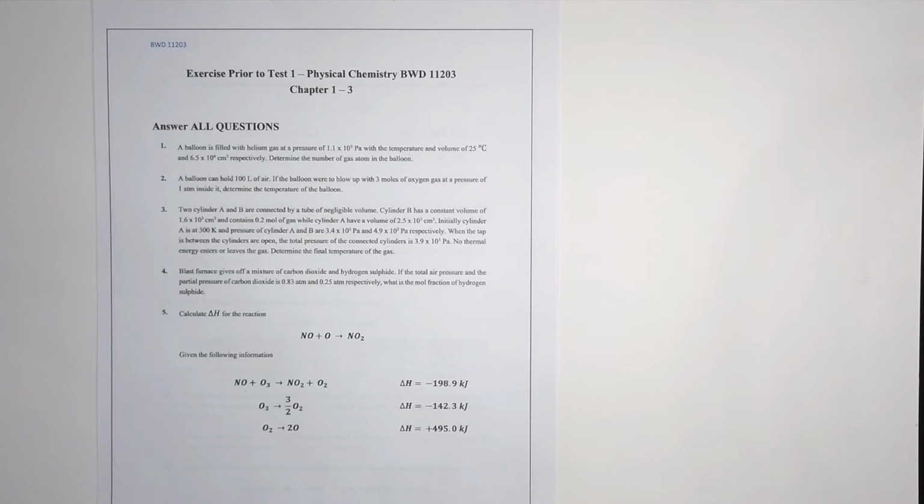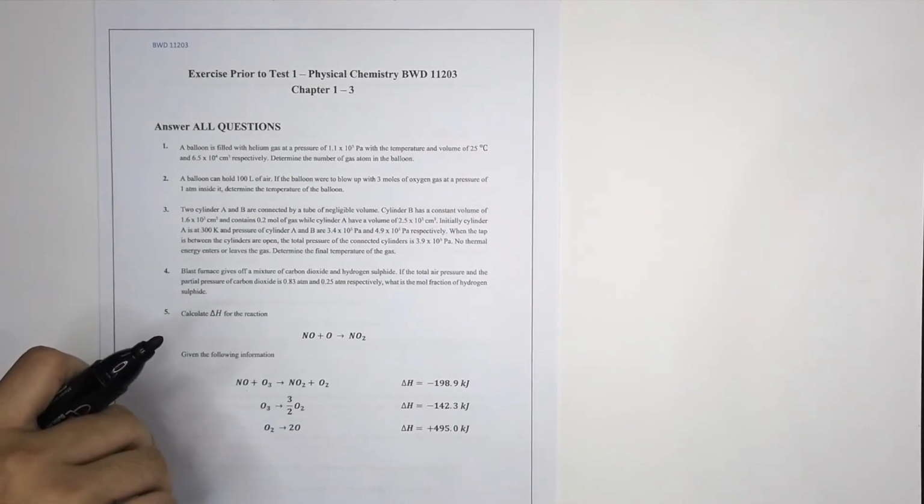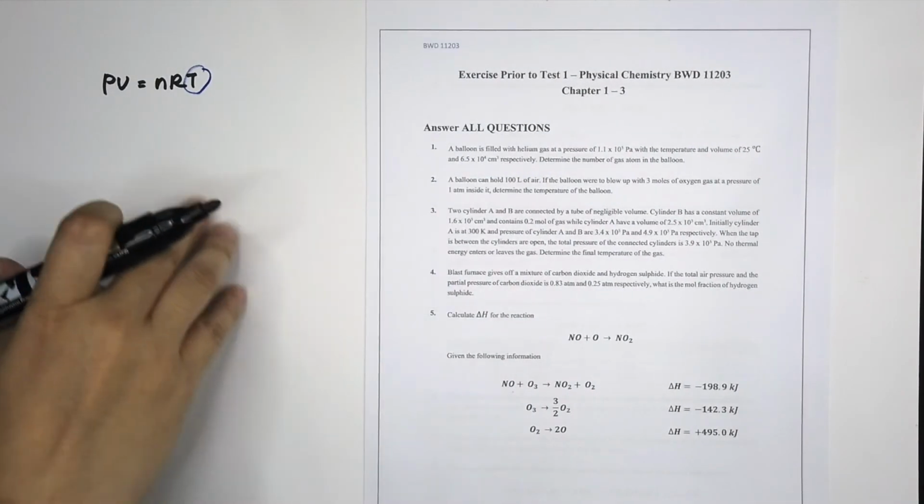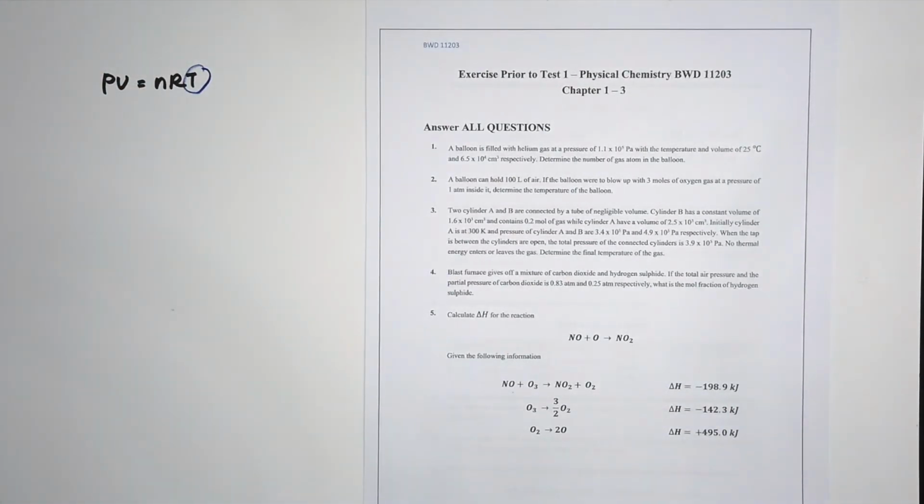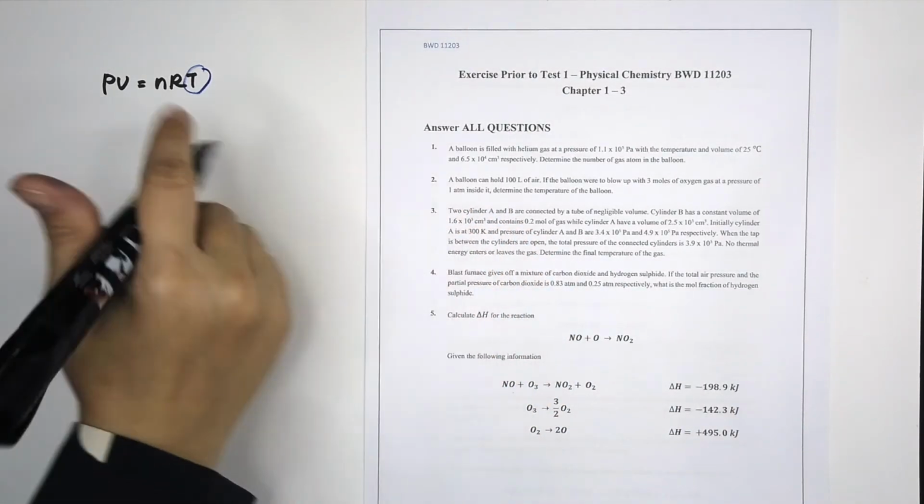Moving on to question number 2. A balloon can hold 100 liters of air. If the balloon were to be blown up with 3 moles of oxygen gas at a pressure of 1 atm inside it, determine the temperature of the balloon. Since you were given the value for the volume, the number of moles, and also the pressure, and you were asked to calculate the temperature of the balloon, it means that you need to use the ideal gas law formula. The ideal gas law is PV equals nRT, and T is the thing that you were asked to calculate.